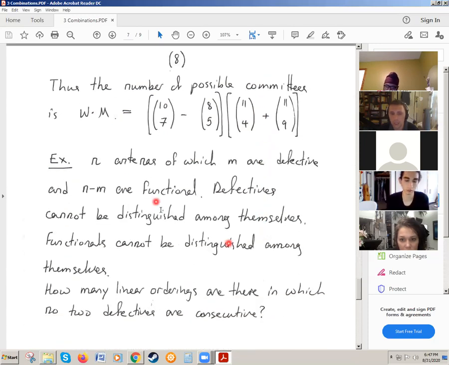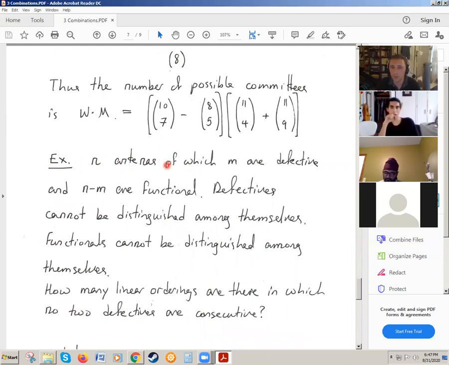And there is one more problem. It's a bit more complicated. Maybe I will not answer it during this class, since you might want to think about it. So there are n antennas, objects that look exactly the same, or if you want, batteries, right? Of these n antennas, m are defective and n minus m are functional. You cannot tell the functional antennas apart from each other, and the defective ones you cannot tell apart from each other. How many linear arrangements are there in which no 2 defectives are consecutive? Do you understand what I'm asking?